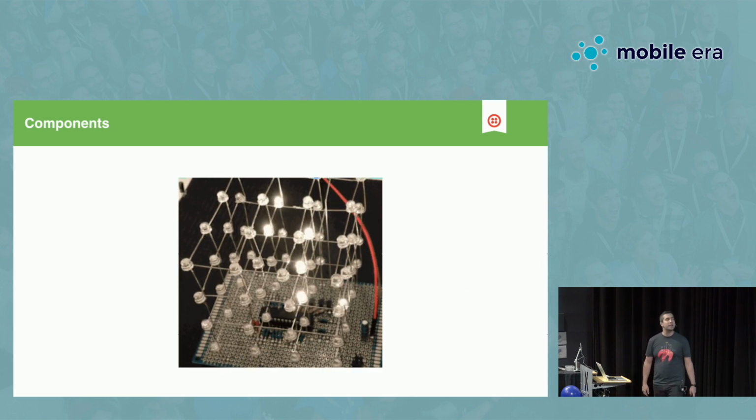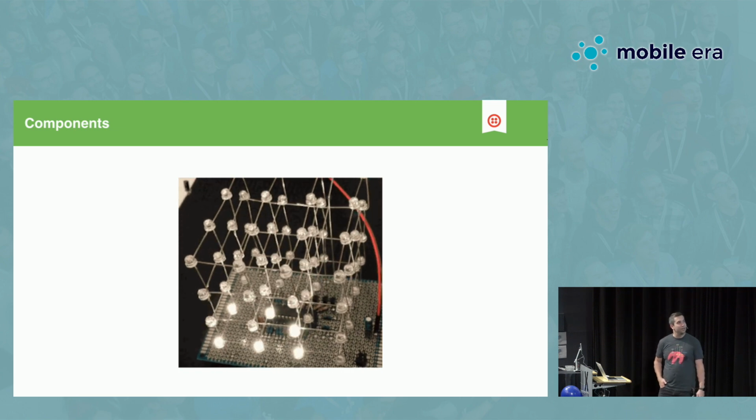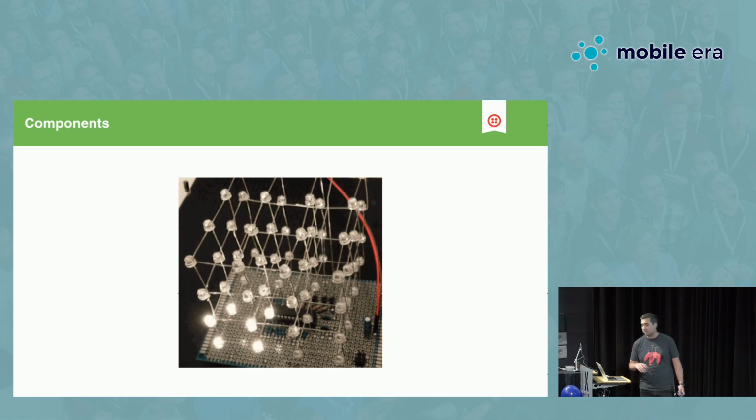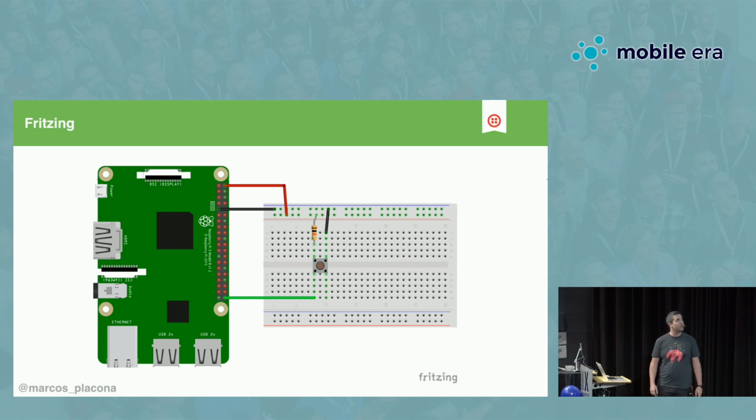Now, the other thing that you're going to come across if you start using Android Things or anything to do with electronics, really, is something called Fritzing. And Fritzing is a way for you to diagram, much like you would diagram an application. It's a way for you to diagram hardware.